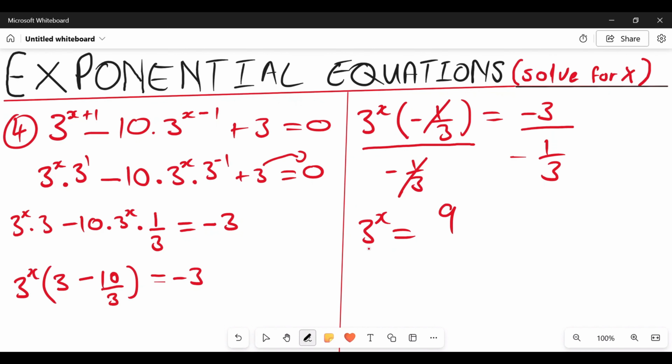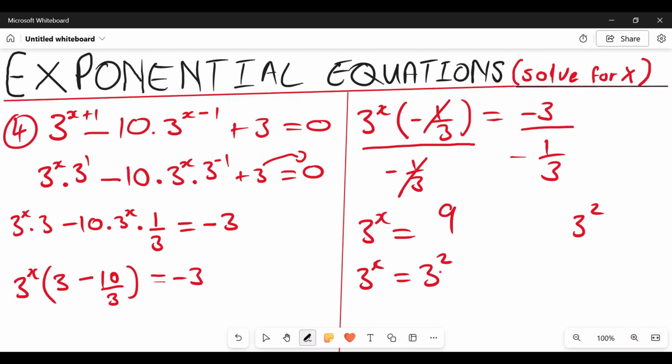But as you can see, we have different bases here. On the left hand side, the base is 3. On the right hand side, the base is 9. So we need to change this 9 in terms of 3. We know that we can write this 9 as 3 to the power of 2. So we can say 3 to the power of x is equal to 3 to the power of 2.